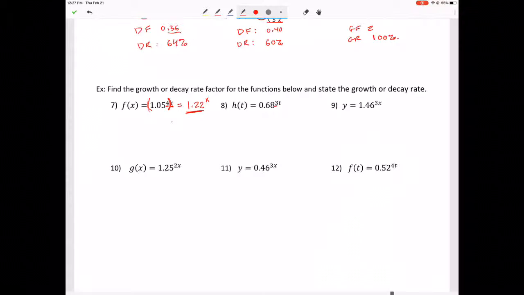So here now, this will be our b value. Make sure that this is not our b value. So we'll have growth. Growth factor is going to be 1.22, and the growth rate is going to be 22%. Okay? And none of these for 7 through 12 have initial values, but I feel you probably understand initial values. So the initial value for all of these would be 1. Okay? All right, and so you just want to do the same thing with all of these.